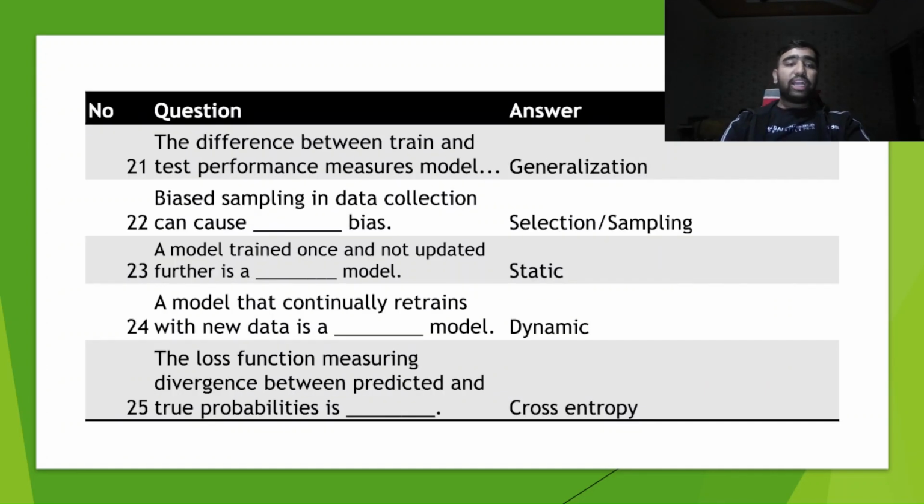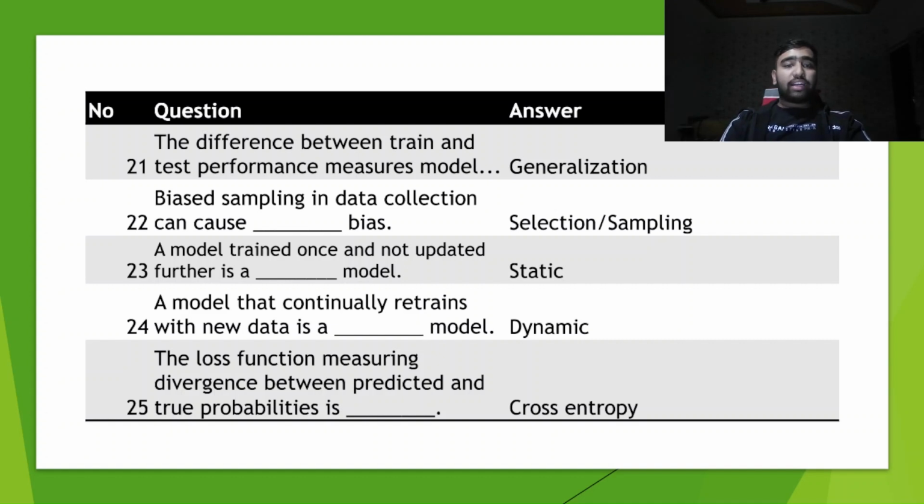The difference between training and test performance measures model generalization. Generalization is the ability of a model to make correct predictions on unseen data, basically data which was not used as the training data set. The smaller the difference between the training and testing performance, the better the generalization abilities of the model.